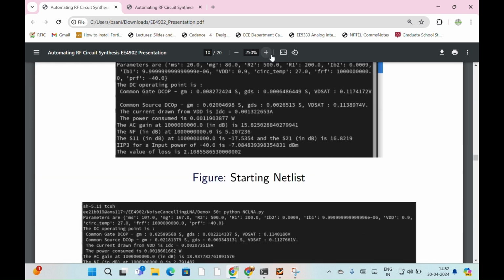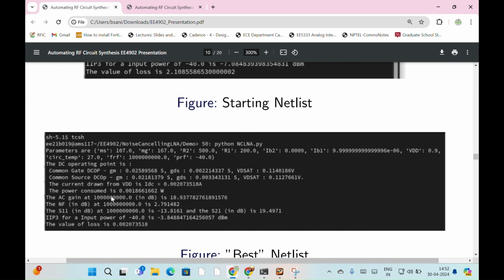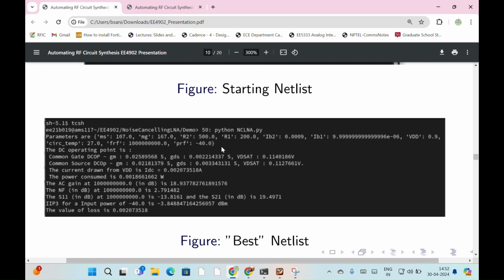After running for around 100 iterations, this is the best netlist. The power consumed is slightly higher, 1.8 milliwatt. This is fine because in this case the higher weight was given on the IIP3 spec, and the AC gain is around 18.93 dB. Noise figure is around 2.79. Now it has met the spec. The S11 is around minus 13.81 dB, and the loss is very low, 0.002.